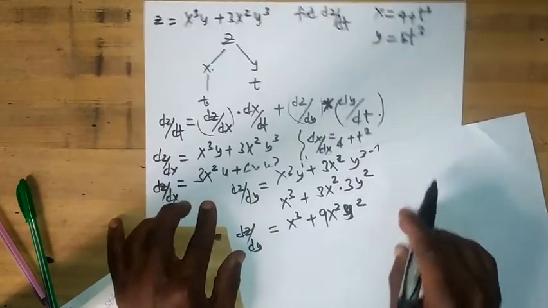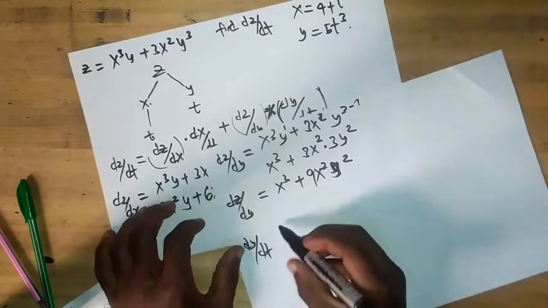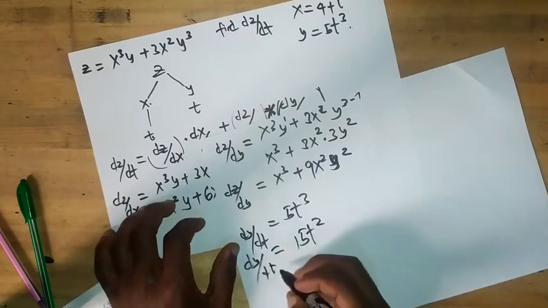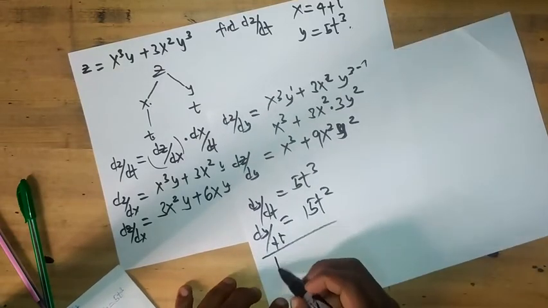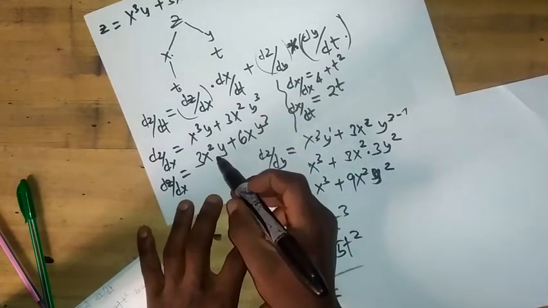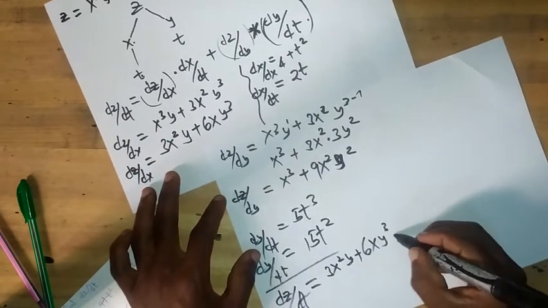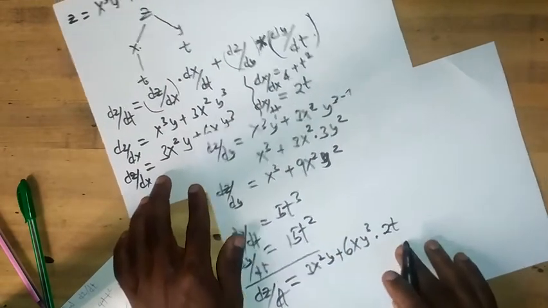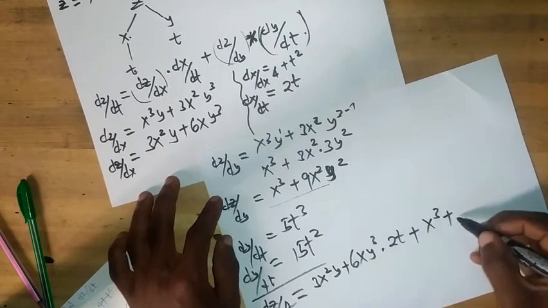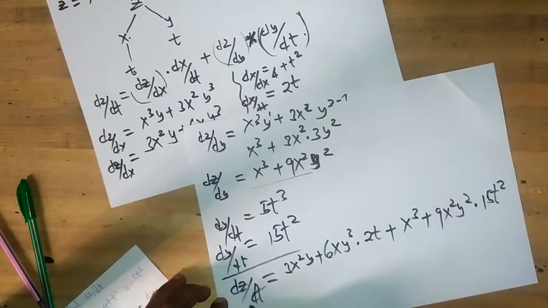Now let's find the final part here, which is dy by dt. Our function for y is 5t cubed. 3 will come to the front, it becomes 15t squared. This is dy/dt. So our final dz with respect to dt will be the first part, 3x squared y plus 6xy cubed, multiplied by dx/dt, which is 2t, plus dz/dy, which is x cubed plus 9x squared y squared, multiplied by 15t squared. This is our final dz/dt.